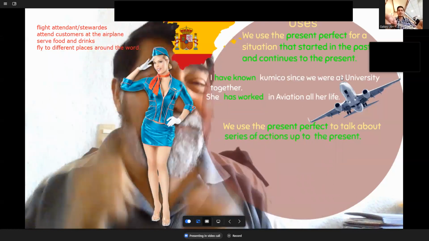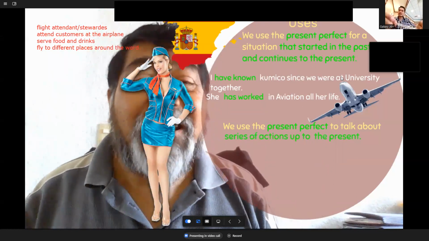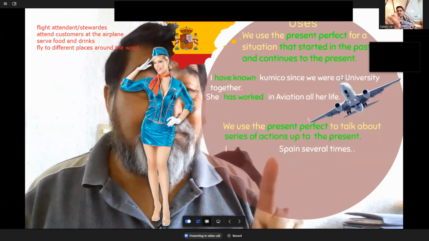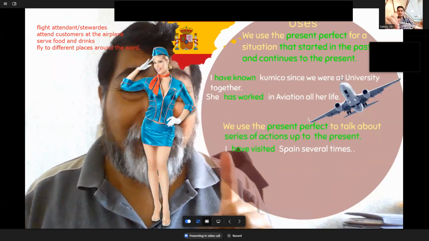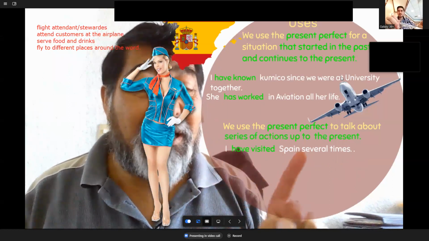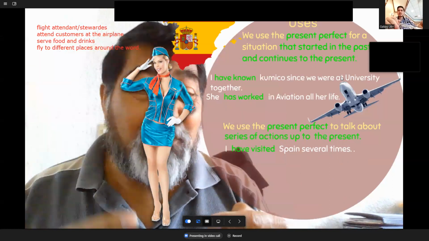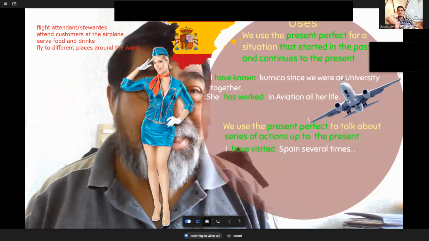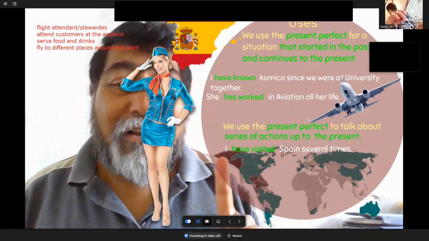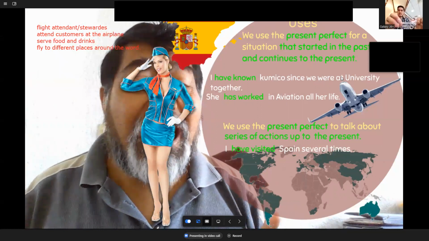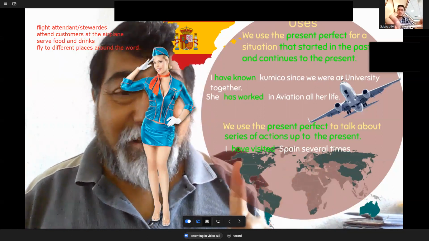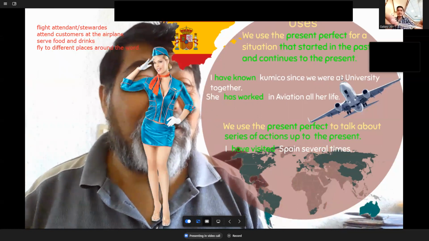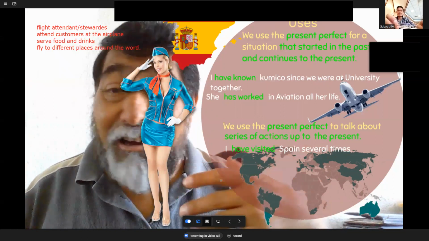For example, what country is this? Spain. Okay, very good. Now we can say that Kumiko, yes, has visited Spain several times. If you were in the position of Kumiko, you can say, I have visited Spain many times or several times. Okay? Okay. Now, look, all the countries that she has visited are in green. How many countries has she visited? Many times. And they are very many countries. En México diríamos un chingo.